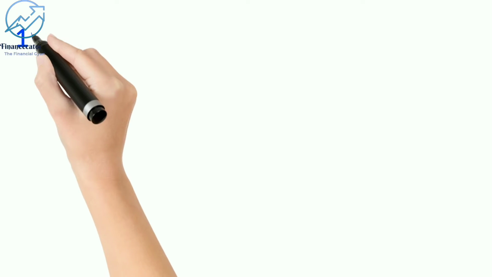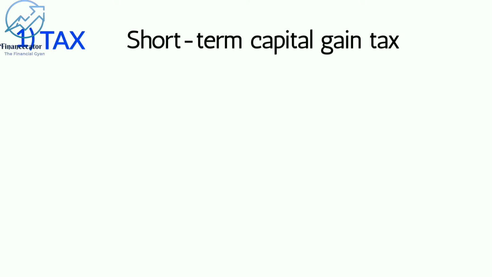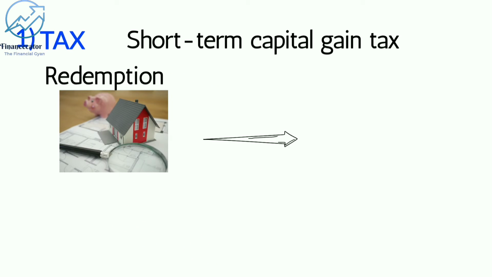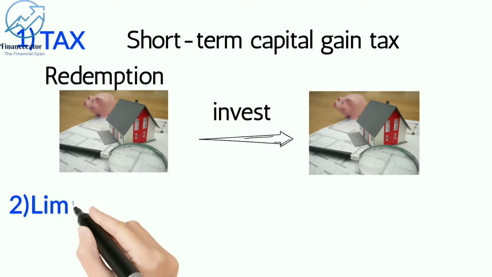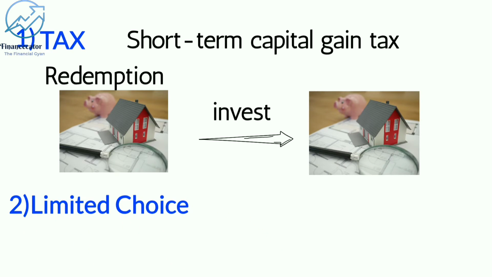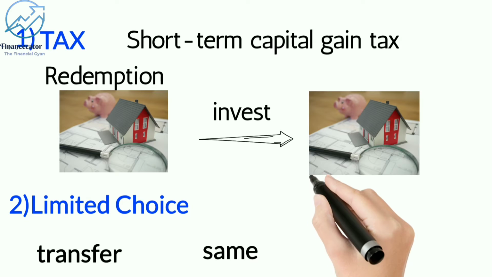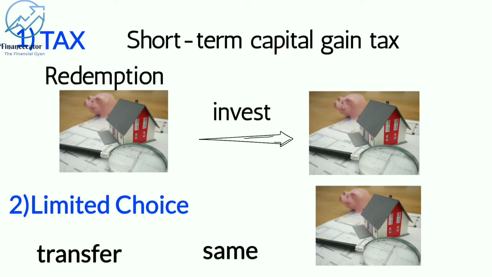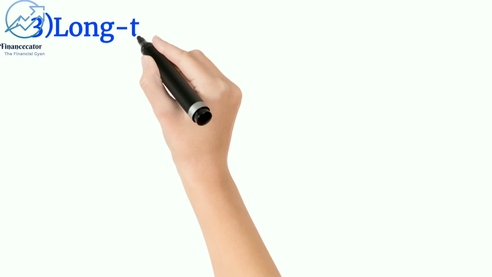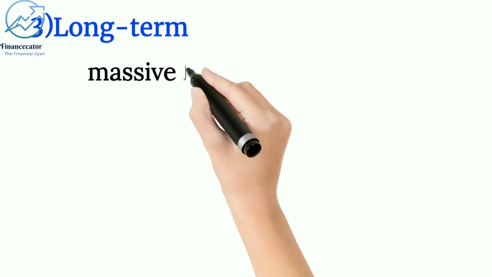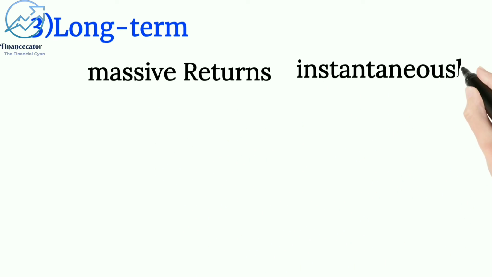The first disadvantage is tax. Short-term capital gain tax is applicable on STP. Tax is applied due to redemption of units from one mutual fund scheme and investing in another mutual fund scheme. The second disadvantage is limited choice. As I said, you can transfer money from one scheme to another scheme of the same mutual fund house. Hence, you will not have much choice. The third is that STP is a good investment for the long term, and therefore massive returns cannot be witnessed instantaneously.